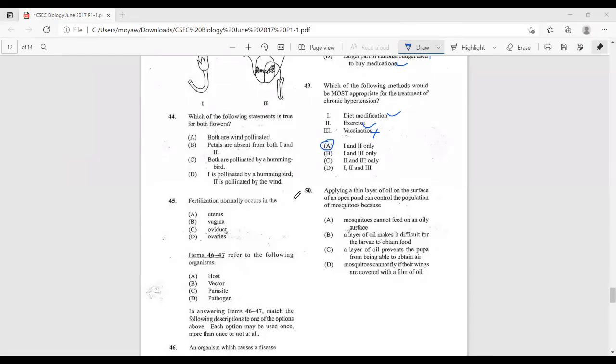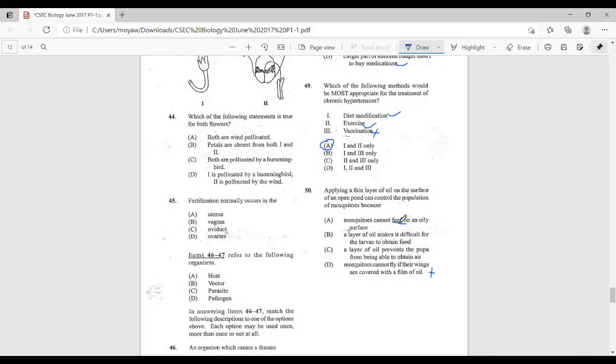All right. Then 50. Applying a thin layer of oil on the surface of an open pond can control the population of mosquitoes because A, mosquitoes cannot feed on an oily surface. B, a layer of oil makes it difficult for the larvae to obtain food. C, a layer of oil prevents the pupa from being able to obtain air. And then D, mosquitoes cannot fly if their wings are covered with a film of oil. So by reading these options, you would have known that D and also A is out of it. So now we're stuck with B and C.